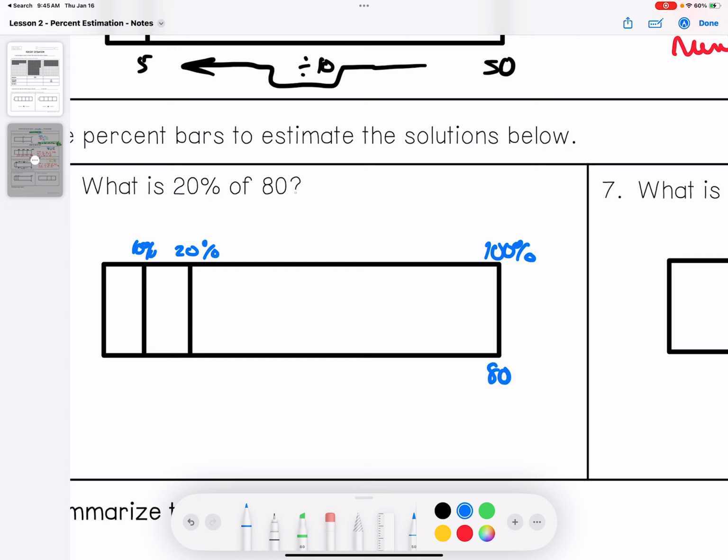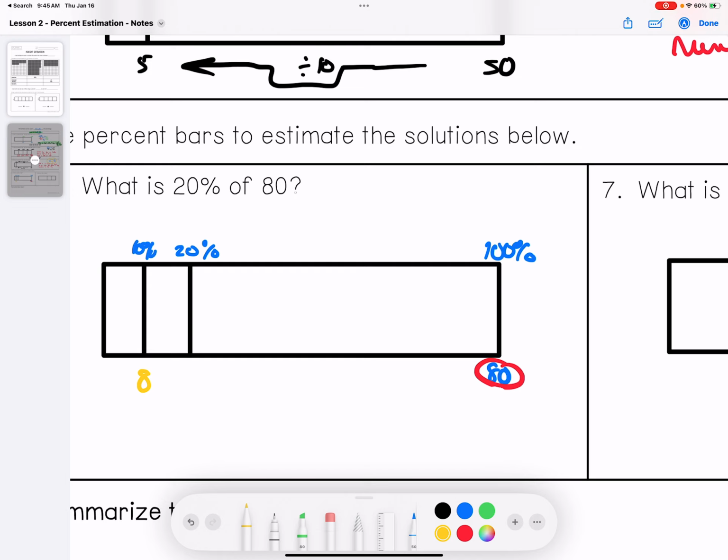Okay. So I can take 80 and divide by 10, because to go from 80 to 10%, I need to divide by 10. Right. So let's do that. What is 80 divided by 10? We ought to be able to do that in our head. You're right. It's 8. That's correct.